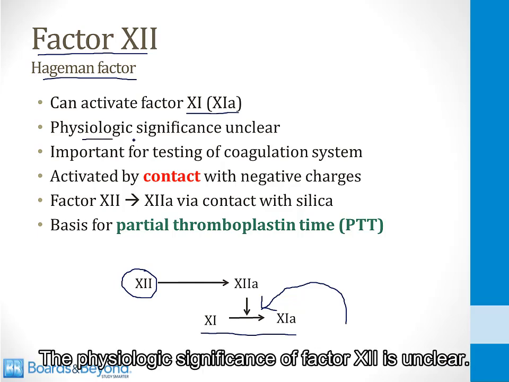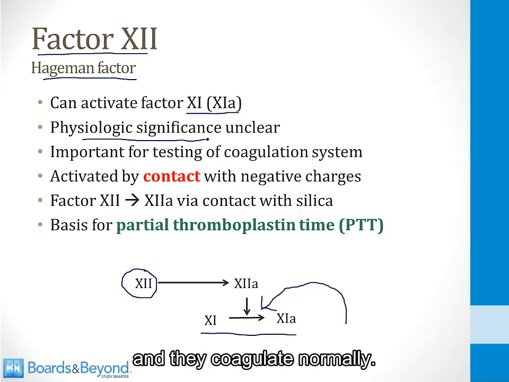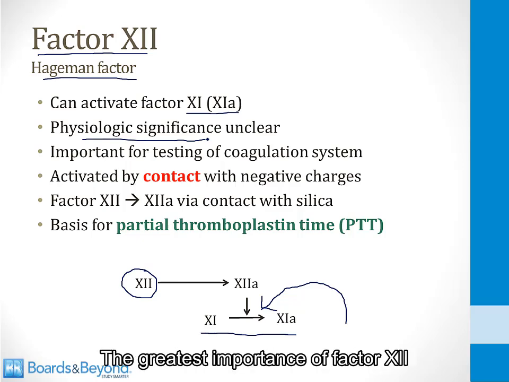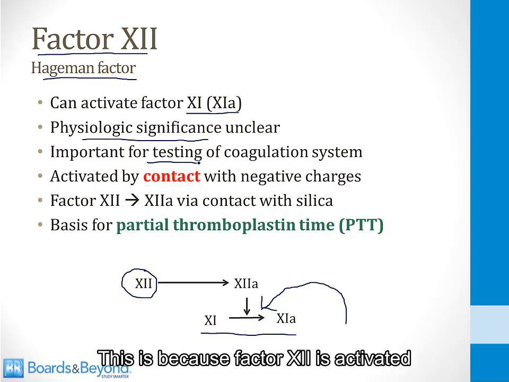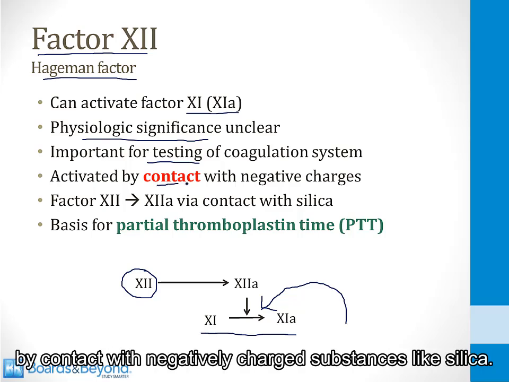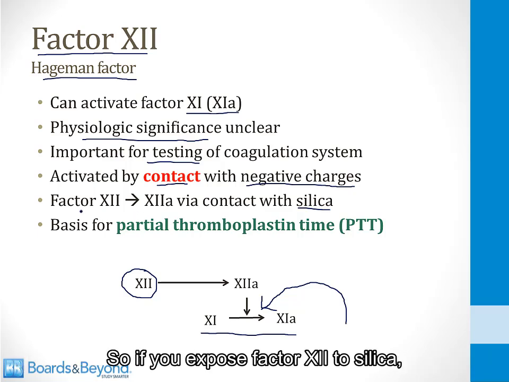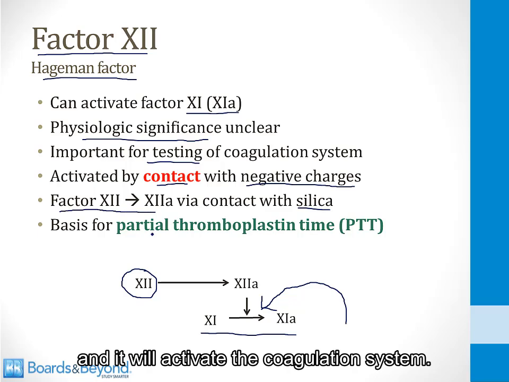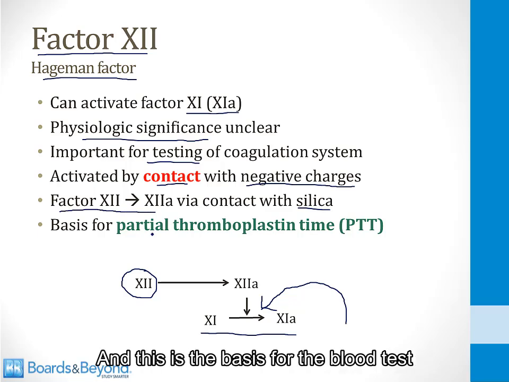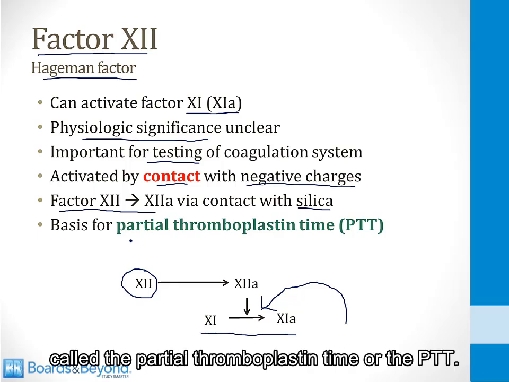The physiologic significance of factor 12 is unclear. There are patients who lack factor 12 and they coagulate normally. The greatest importance of factor 12 is for testing the coagulation system. This is because factor 12 is activated by contact with negatively charged substances like silica. So if you expose factor 12 to silica, it will become factor 12A and it will activate the coagulation system. And this is the basis for the blood test called the partial thromboplastin time, or the PTT.